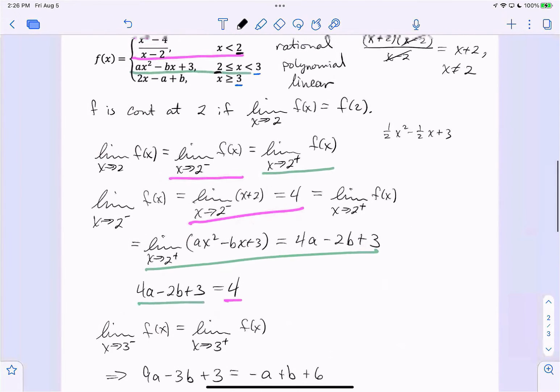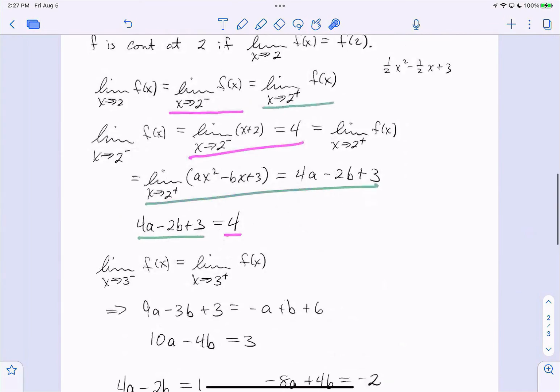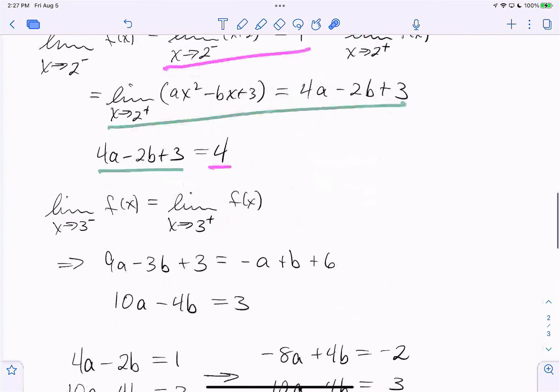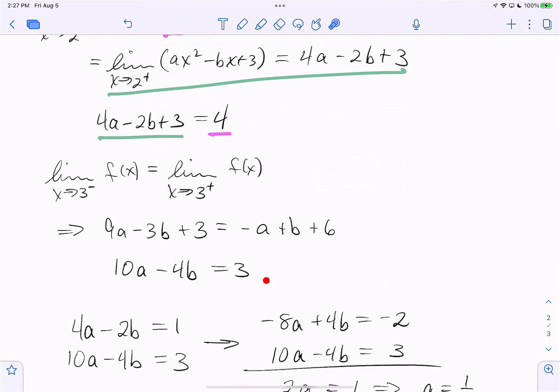Right. So f is going to be continuous at 3 if the limit as x approaches 3 from the minus side of f is equal to the limit as x approaches 3 from the positive side of f. And so for the a x squared minus b x plus 3, I substituted 3 where I saw x, so I have 9a minus 3b plus 3. And for the 2x minus a plus b, I substituted a 3 in place of x, so I got negative a plus b plus 6. And collecting like terms gives me 10a minus 4b equals 3.